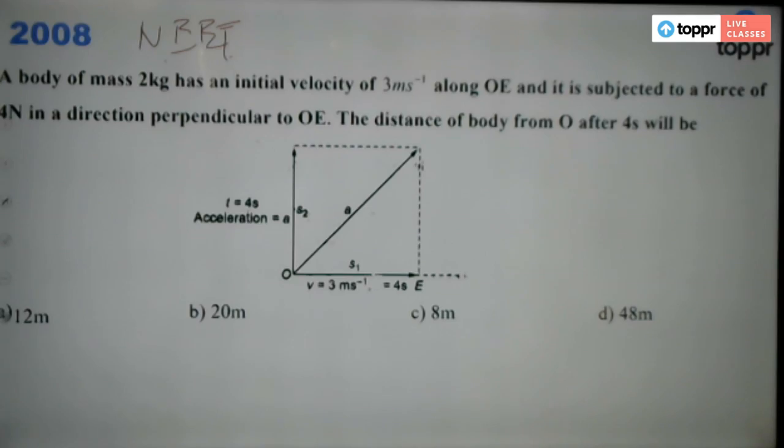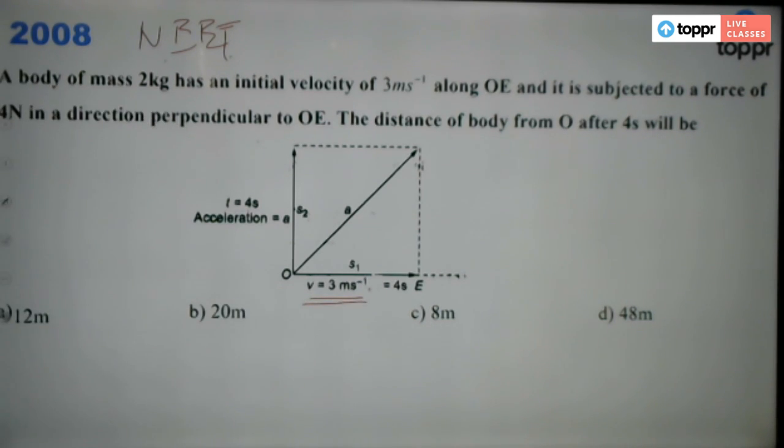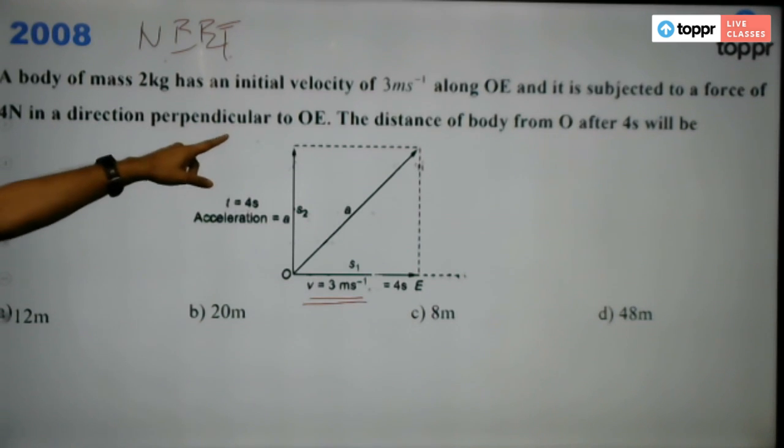Coming back, yes. So this question is from 2008. This is a question on graph. Very interesting question. A body of mass 2 kg has an initial velocity of 3 meter per second along OE, and it is subjected to a force of 4 Newton in a direction perpendicular to OE.